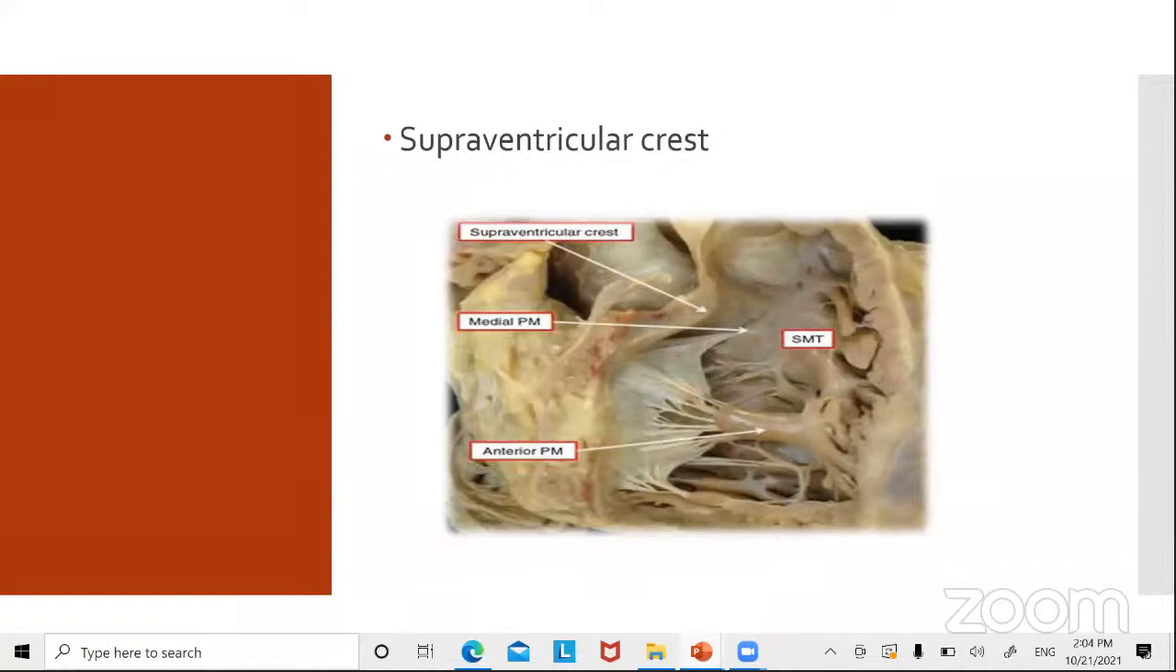A distinguishing feature of the right ventricle is a prominent muscular shelf, which is the supraventricular crest. It separates the tricuspid and pulmonary valve. In reality, this muscular ridge is the posterior part of the subpulmonary muscular infundibulum that supports the leaflets of the pulmonary valve.